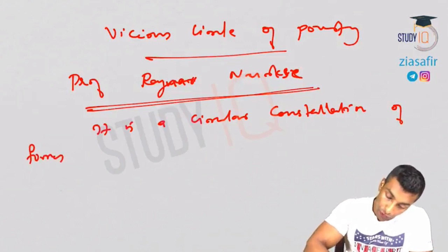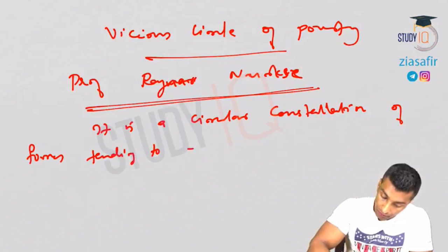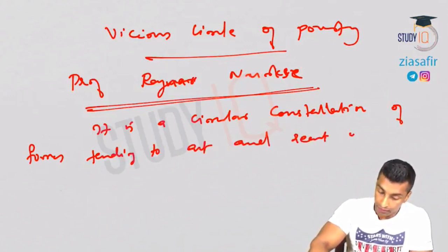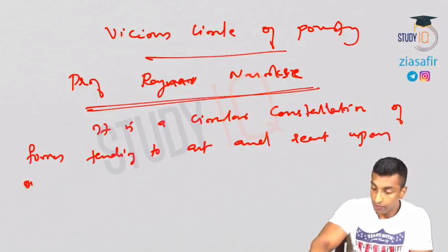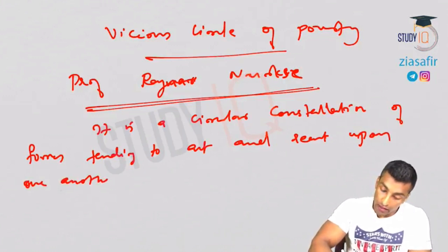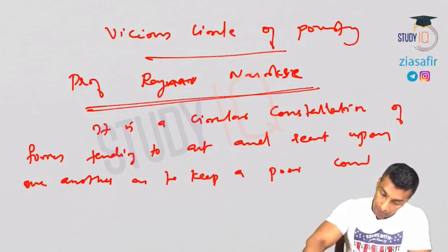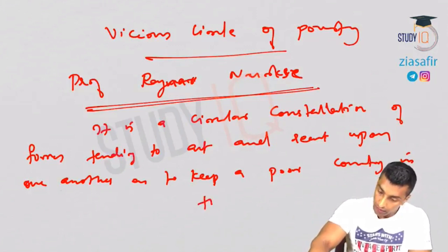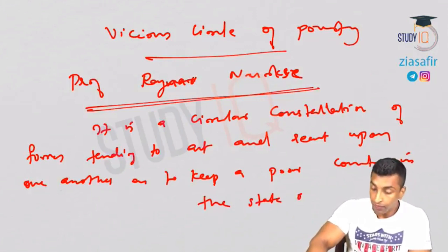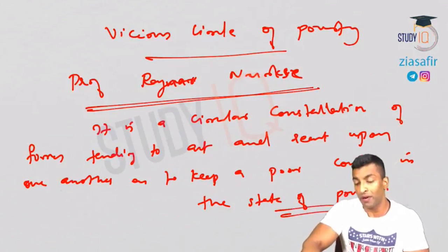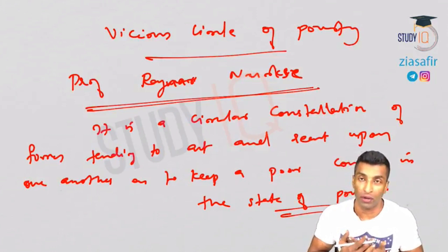Okay, so it is a circular constellation of forces tending to act and react upon one another as to keep a poor country in the state of poverty. So in simple language, poor are poor because they are poor.